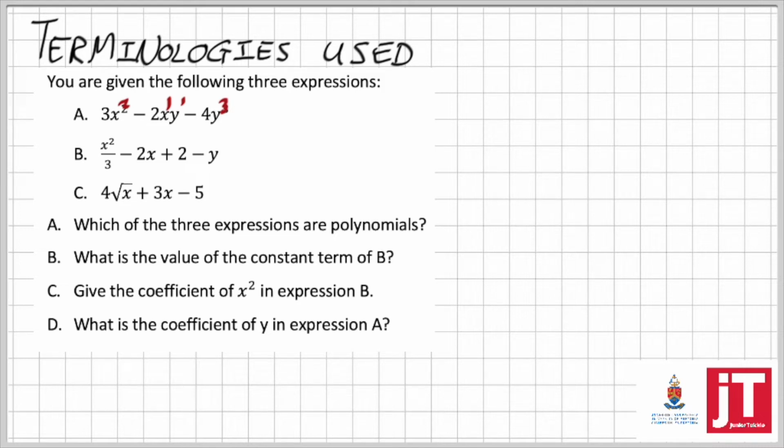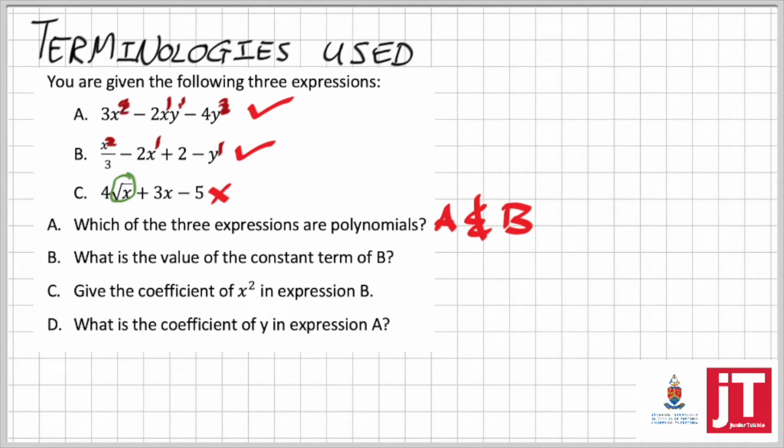If I look at the B part, there's a 2 there at the top. There's a 1. There's a 1. That 2 doesn't even have an x or y, so that's fine. So that's a polynomial. But the C part, oh my goodness, has a bit of an issue. The C part has got a root x in it. Therefore, it is definitely not a polynomial because of that root x. There I've answered the A question.